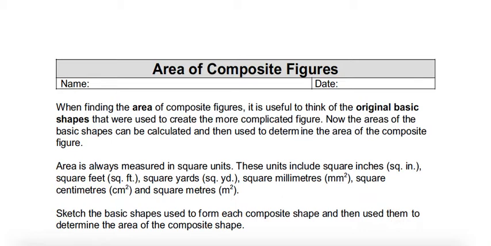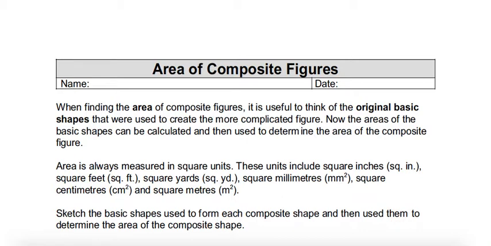So remember, area is always measured in square units. So these units could include square inches, square feet, square yards, square millimeters, square centimeters, square meters, and so on. So the easiest way to think about this within that composite shape is to sketch the basic shapes that create that composite shape and then use those to determine the area of the composite shape.